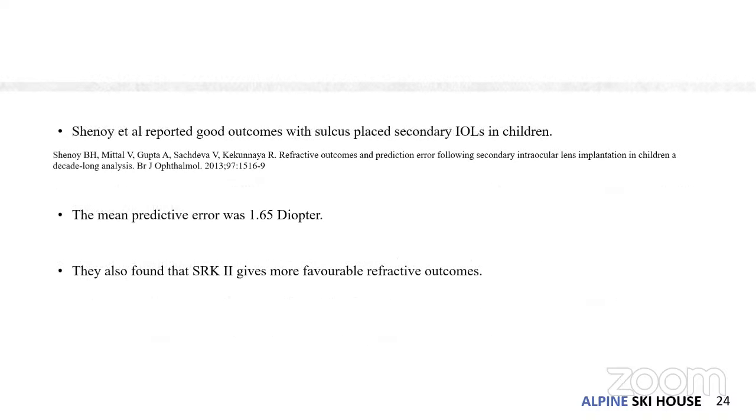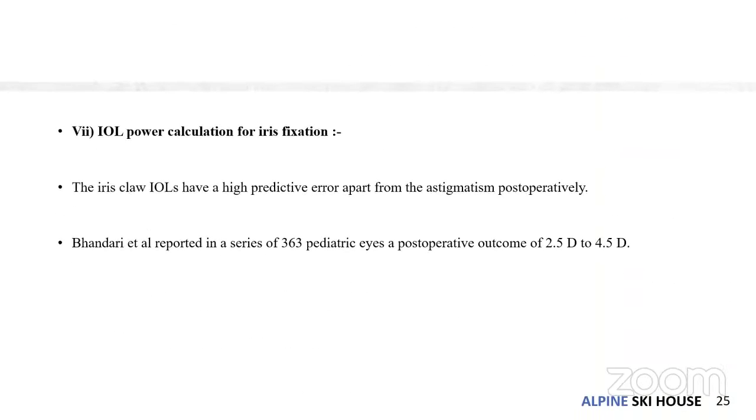Senoy et al. reported good outcome with a sulcus three-piece IOL. The mean predictive error is 1.65 diopter, and they also found SRK II gave more favorable refractive outcomes. The IOL power depends upon the iris fixation. The iris claw IOL has had a higher predictive error. Bhandari et al. reported a series of 363 pediatric eyes where the post-operative outcome is 2.5 to 4.5 diopter error.